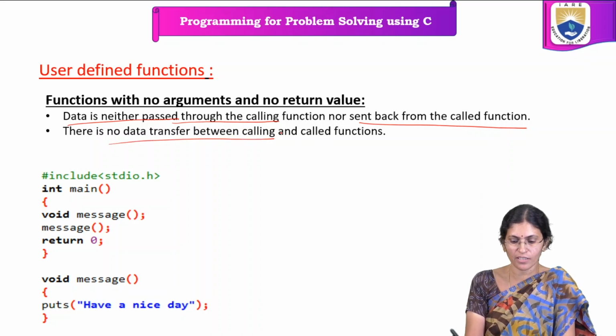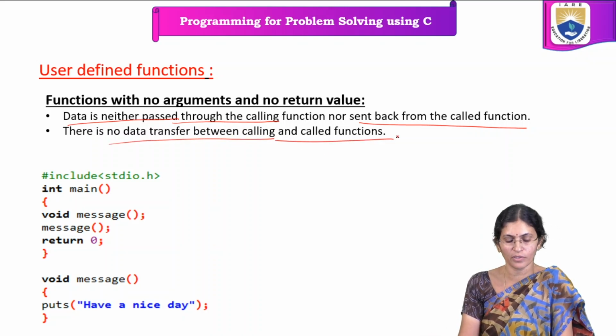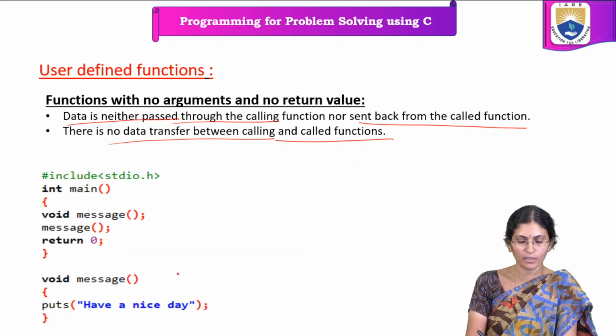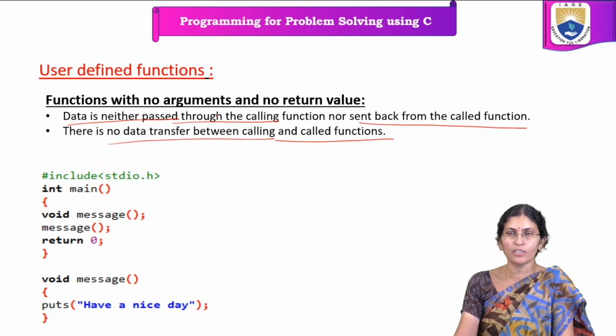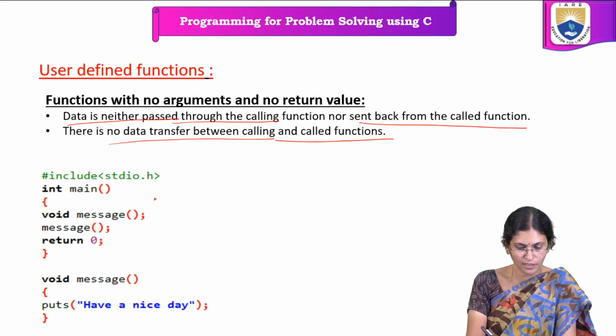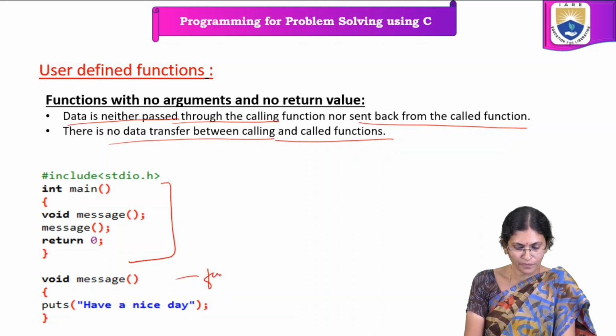There is no data transfer between the calling and called function. So this is a program to illustrate a function with no arguments and no return value. As you can see here, this is the main function. We have a set of statements, and this one is the function definition.